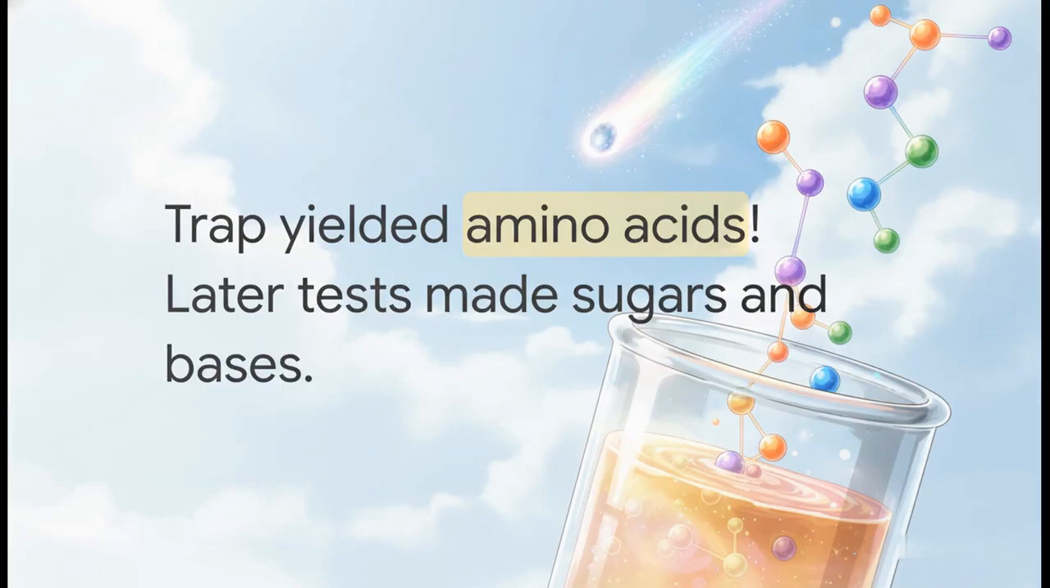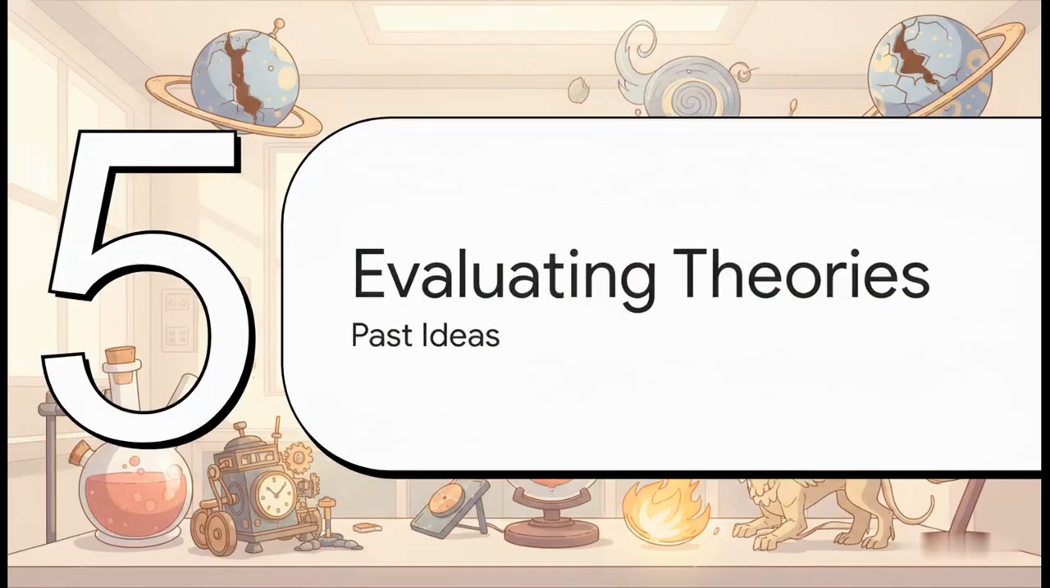We've even found these exact same organic monomers inside fallen meteorites, which pretty much proves that this type of chemical evolution is happening out in the wider universe too. Chemical evolution wasn't just a theory anymore. It was solidly confirmed. Next up, Part 5, Evaluating Theories of Life.